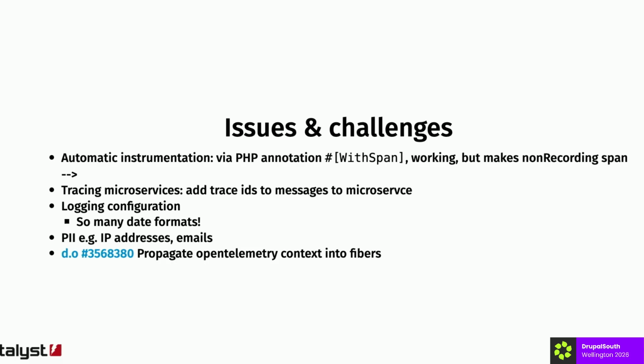One of the issues here, especially if you are shipping out to a cloud aggregator, is what happens to private information like email addresses or IP addresses or anything else that's sensitive, any secrets. You need to be careful about that. And I think there's some solutions in the pipeline, but just be aware that there's some challenges around OpenTelemetry and with fibers. That just makes life a bit more complicated when you're tracing.